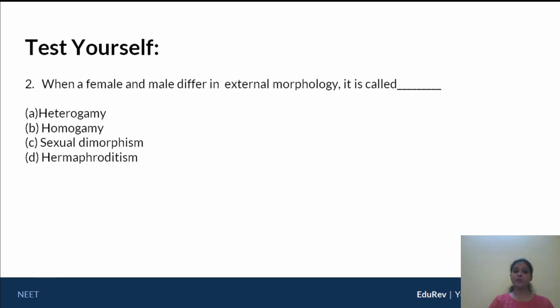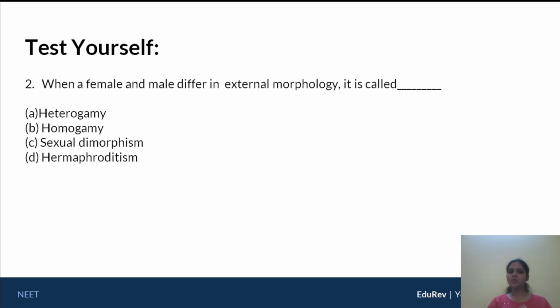The second question. When a female and male differ in external morphology, it is called dash. So specifically, you're externally different. So you have heterogamy, homogamy, sexual dimorphism, and hermaphroditism. So what is the meaning of all of these? Now, very specifically here, heterogamy and homogamy imply fusion of dissimilar gametes or fusion of similar gametes. So it cannot be either of these two because we're talking about the male and female external look. Hermaphroditism would imply that you are a bisexual animal, so a hermaphrodite.